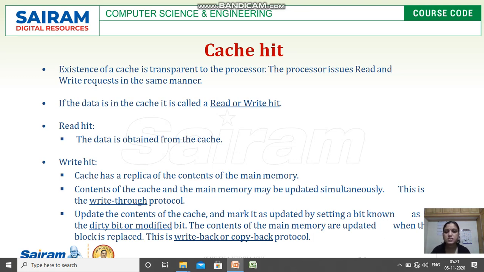This is done through the write-through protocol. The other option is to update the contents of the cache and mark it as updated by setting a bit known as the dirty bit or modified bit.